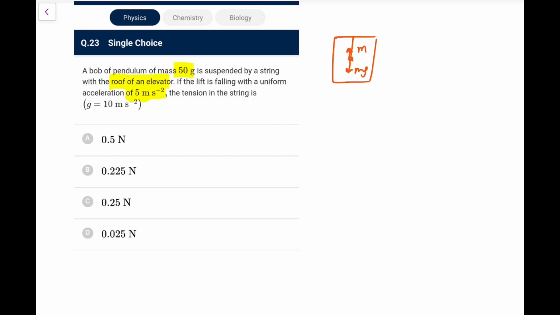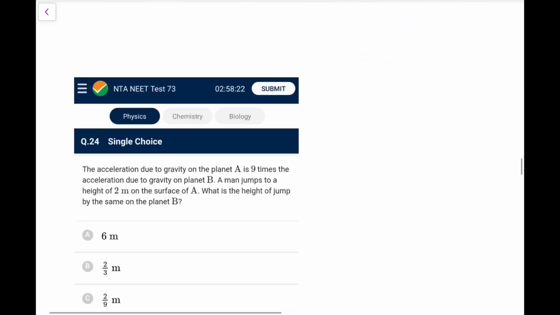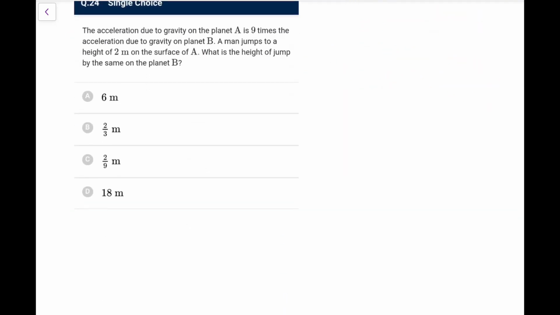So mg, the pseudo force ma naught will act up, plus T. So T will become, because in the frame of the lift it should be at rest, m(g minus a naught), that is 25 into 10 to the power minus 3 times mass. g minus a naught would be 5, so that is 0.25 Newtons.